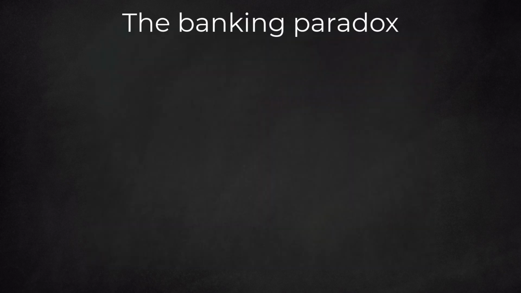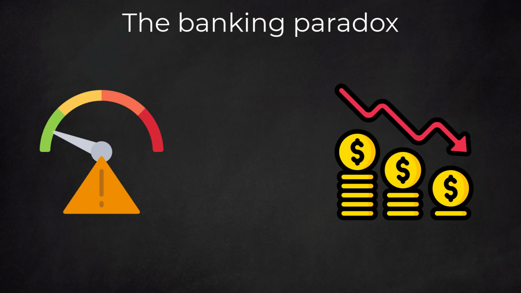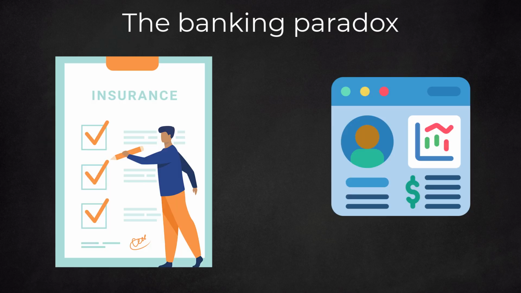This takes us to the banking paradox. Risk is the financial industry's core business. Financial institutions specialize in dealing with risk. Portfolio techniques, insurance, and sophisticated financial instruments help banks in dealing with risk. They can mitigate, transfer, and manage risk.